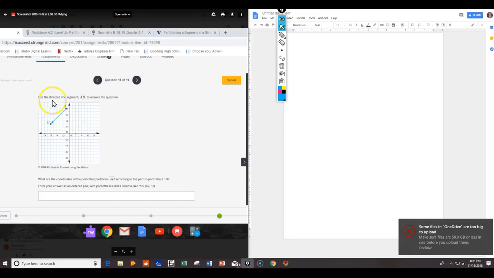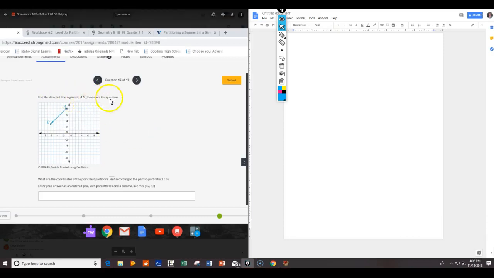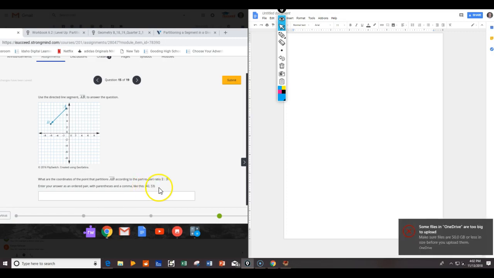Okay, so use the directed line segment, segment AB, to answer the question: what are the coordinates of the point that partitions segment AB according to the part-to-part ratio 2 to 3? Enter your answer as an ordered pair with parentheses and a comma, like this: (42, 53).